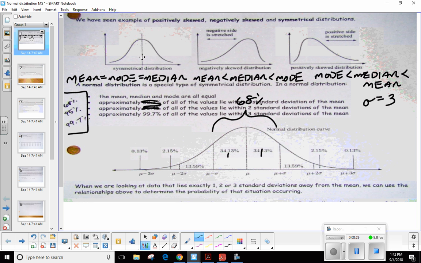So if these 2 areas are the same, well then what's 68 divided by 2? 34. There we go. Because we're not going to worry about the exact decimals that we're supposed to be looking at. For IB, we can say each of these areas is 34%.